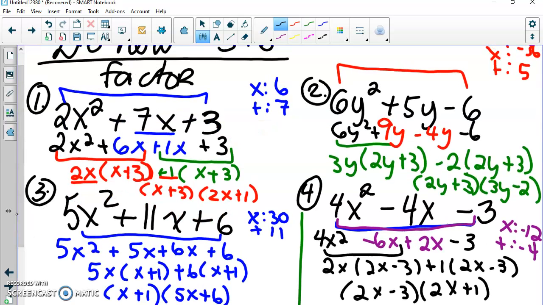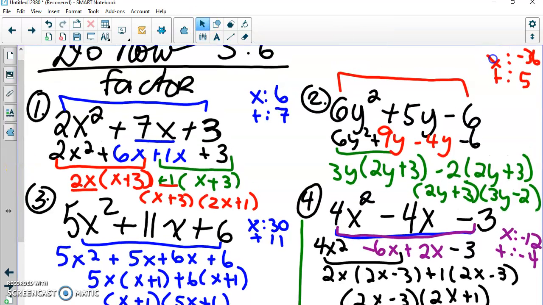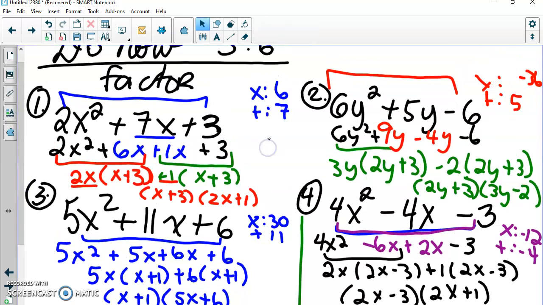Alright, so number 2. We need 2 numbers that multiply to get negative 36 and add to get 5 here. So maybe I'll move this down so I can see everything. That is 9 and negative 4. Notice the 5 is positive, so the bigger of the 2 numbers, 9 and 4, has to be positive, so 9 is the positive one. Grouping 2 by 2, and you get 2y plus 3 and 3y minus 2.